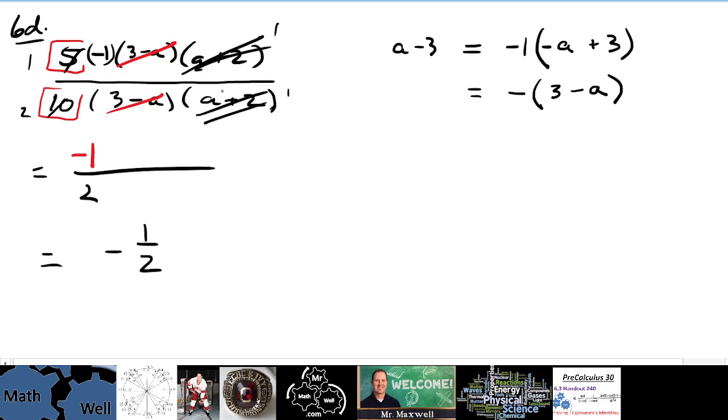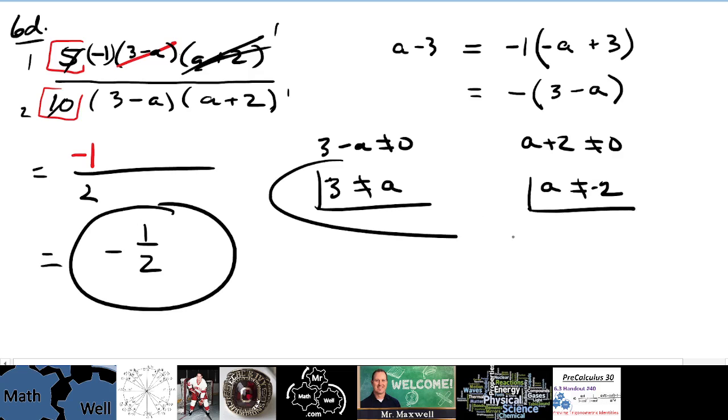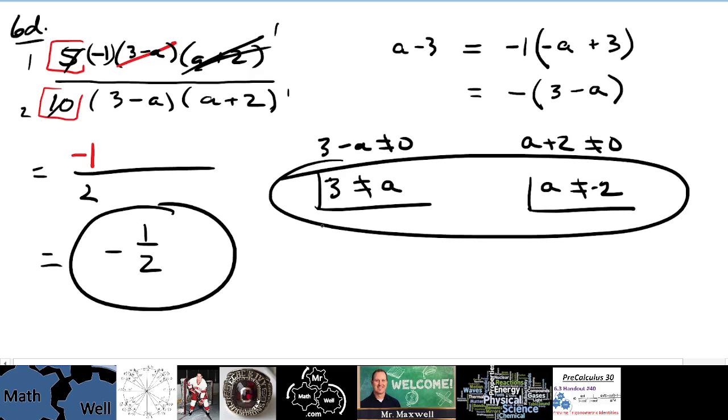And the restrictions, let's not forget about the restrictions. You've got to go back before you divide anything out. 3 minus A cannot equal 0. So that means that 3 cannot equal A. Also, A plus 2 cannot equal 0. A cannot equal negative 2. Nothing about the 10 will make that 0. There is no A there. So these are your two restrictions. Answer, restrictions. Any questions?